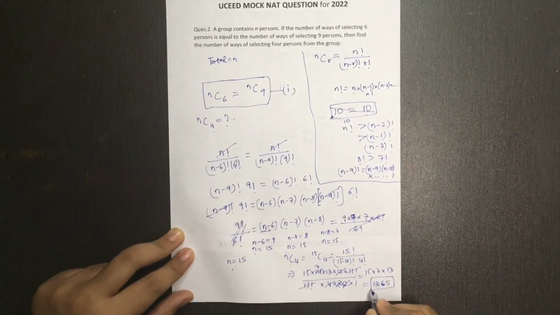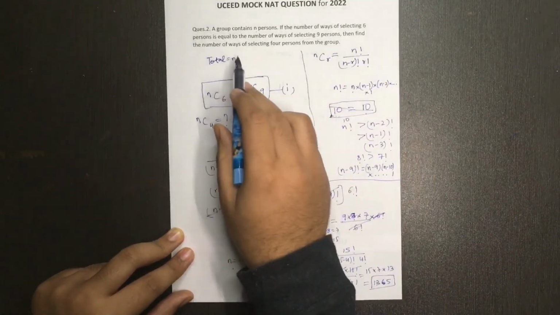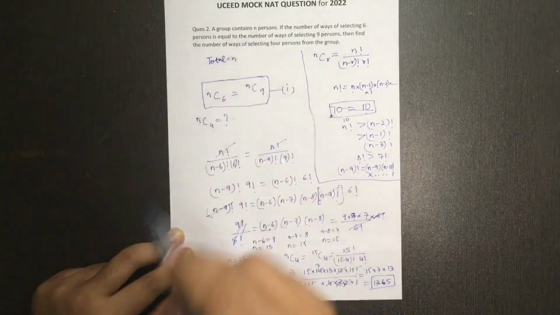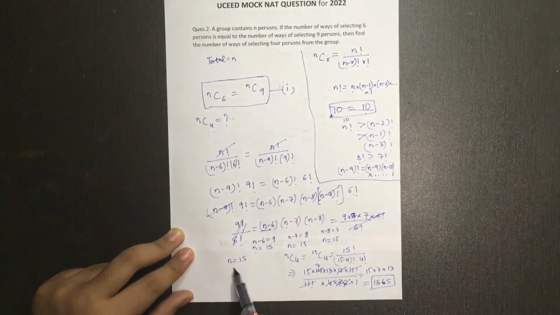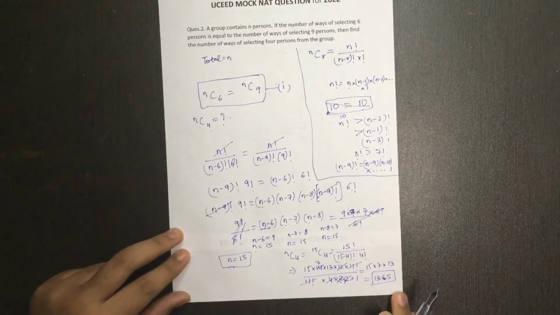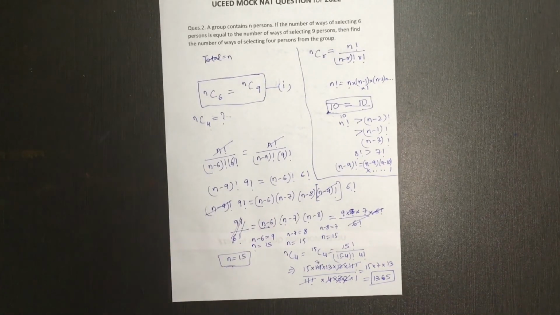So this is the answer. So the number of ways of selecting 4 persons out of a group of n persons, where n we found out as 15, the answer is 1365. So that's the answer, guys.